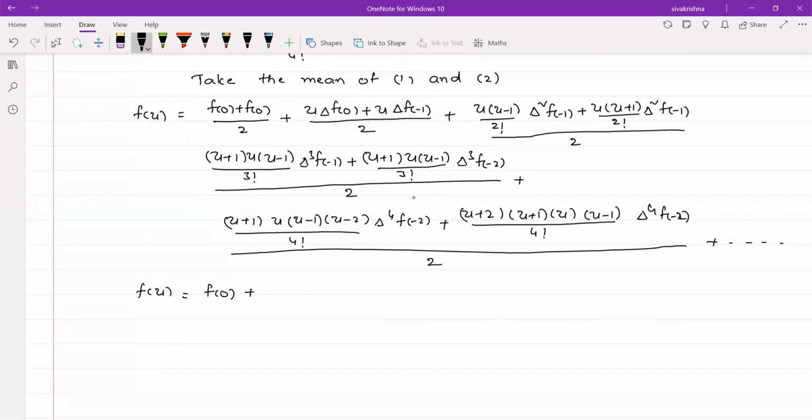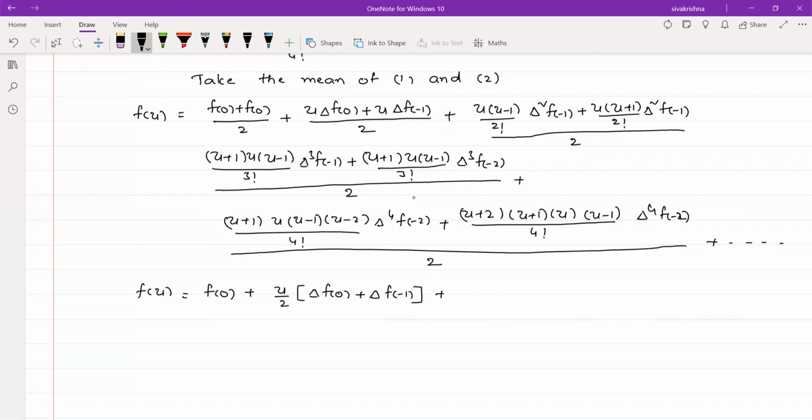Okay, plus, coming to the second term, in the second term we have to take common u by 2. I am taking common u by 2. So whenever you have taken u by 2 in common, then we get delta f of 0 plus delta f of minus 1. This is the second term.